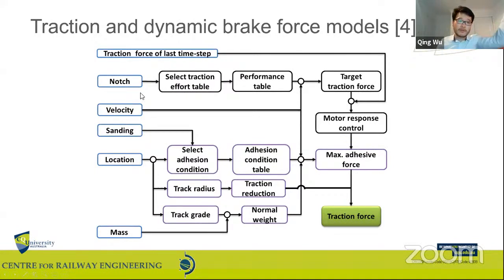So to model this system, first we input the notch, then we select a performance table from a database stored in the model. Then that gives a targeted traction force, which is basically the force ideally output from the traction motor. Like in your engine, the force output from the engine is not necessarily the same as the force at the tire and road. So you will have a couple more steps to get your final traction force.